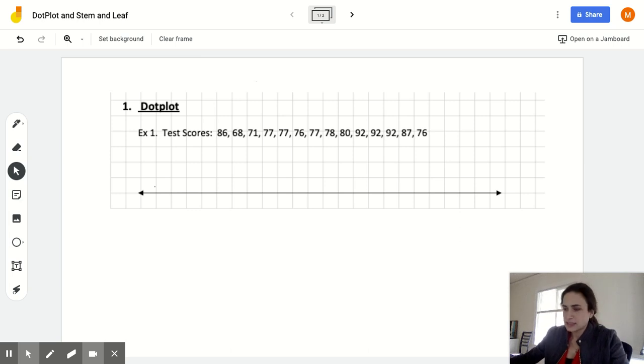Hey everybody, so this is dot plot and stem and leaf plot. Dot plot I think is number 1 in your notes, and stem and leaf I believe is number 3 in your notes. It's on the next page after the dot plot. Okay, so for a dot plot, it's a very easy graph.